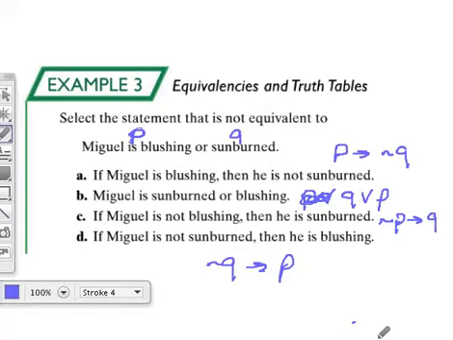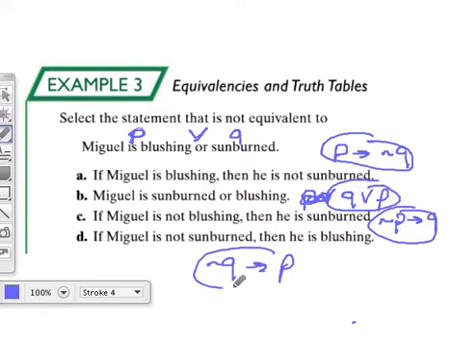Okay, now the question is, select a statement that is not equivalent. What is not equivalent to the given statement? That is a good question. So we're going to look at this.